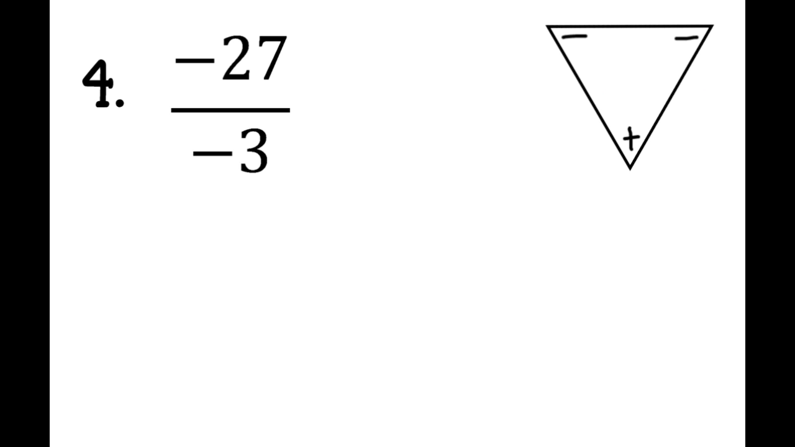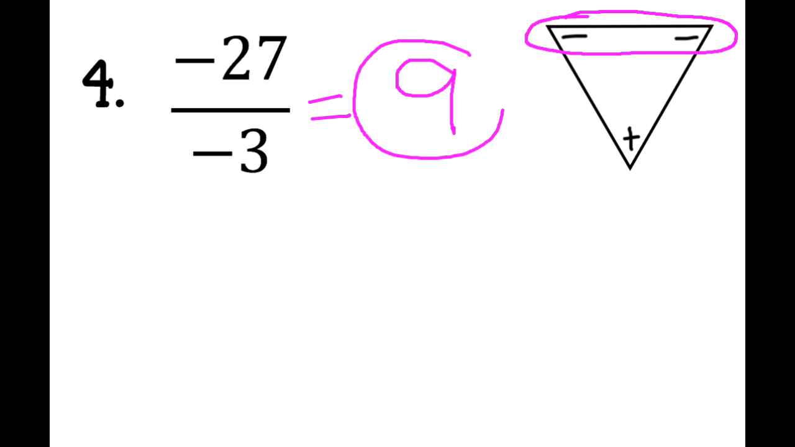Number 4, we have negative 27 divided by negative 3. So we have a negative divided by a negative, or you could say that we have same signs, and when we have same signs, it's always a positive. 27 divided by 3 is 9. So our answer is a positive 9.